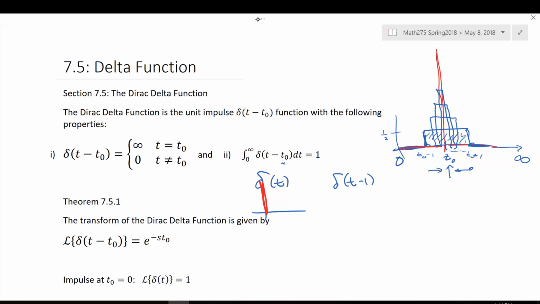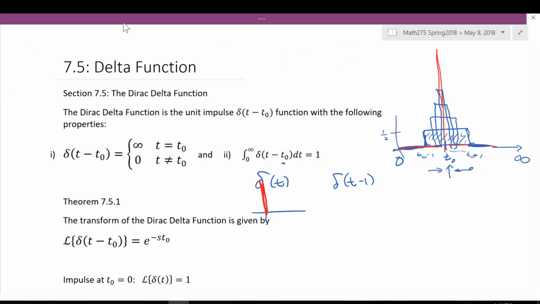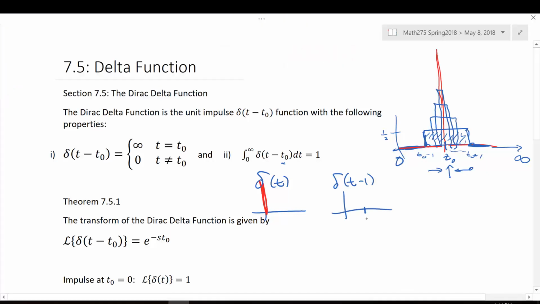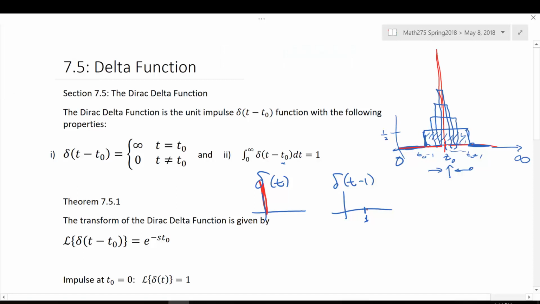Now delta of t minus 1 is an impulse function that happens at 1. And so at 1 is when we'll see that spike. And then nothing happens. You just do the spike, and then that's it. So you're oscillating, and then you hit it, and then you let it go again.